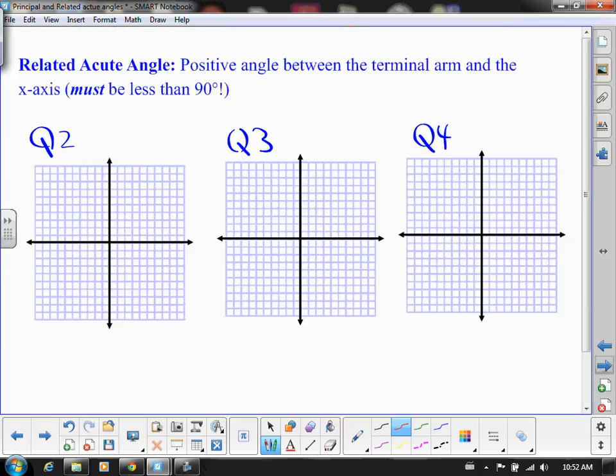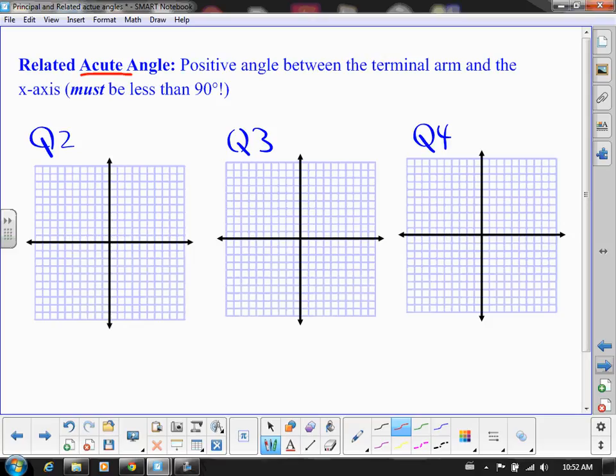Now, the next most important thing is something called a related acute angle. You have your principal angle, which is any angle between 0 and 360, but your related acute angle is exactly that: it's an acute angle. So it has to be between 0 and 90. That's where the quadrants come into play. In each of the quadrants, you can have an angle that's bigger than 90 degrees, but the related acute angle is always going to be less than 90.